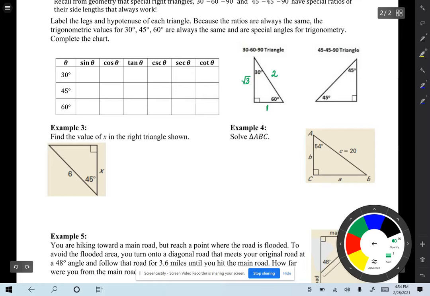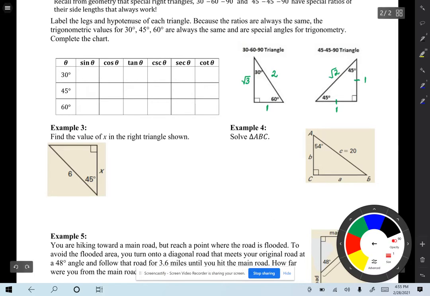Okay, and then for 45, 45, 90, it's an isosceles right triangle. These two sides have the same length. The sides across from each 45-degree angle are 1 each, and the hypotenuse is just slightly bigger. It's the square root of 2. So that's your ratio that you're just supposed to memorize. I mean, in geometry, you had to memorize them. I probably will never forget these 3. And then you list the ratio.